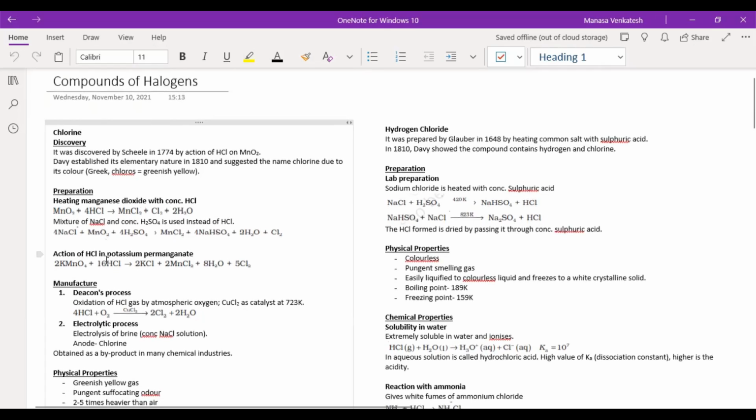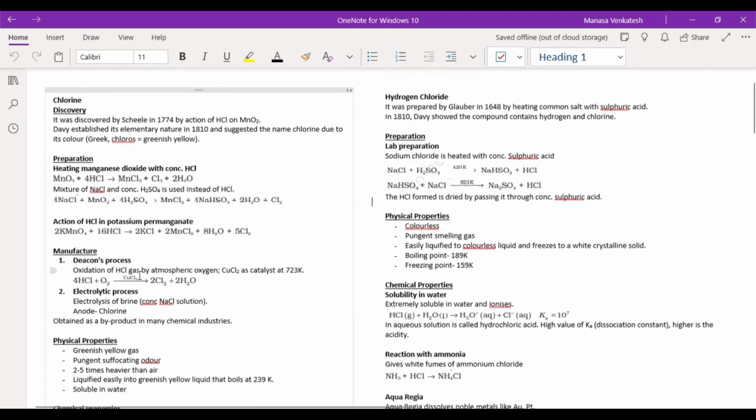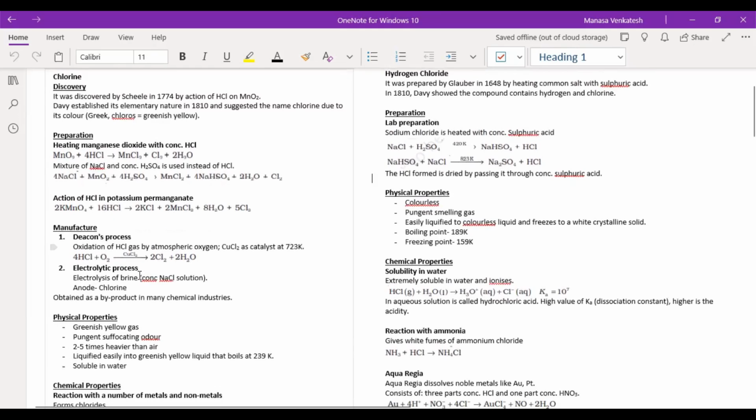Next is by using potassium permanganate. Potassium permanganate is going to react with hydrochloric acid. And if you notice, there is to an extent some amount of similarity between the various byproducts and the products formed. Next, the manufacture of chlorine is done using something called Deacon's process.